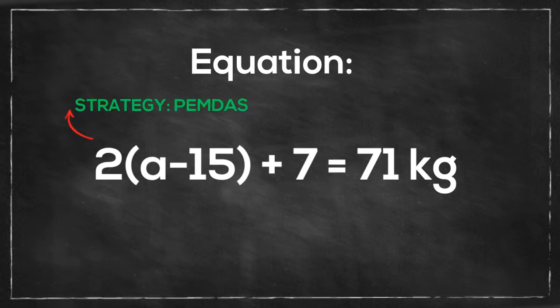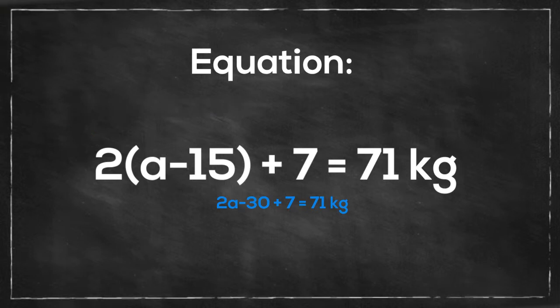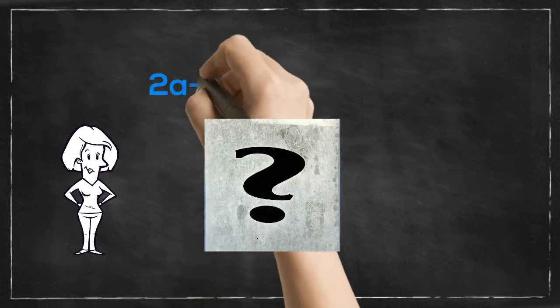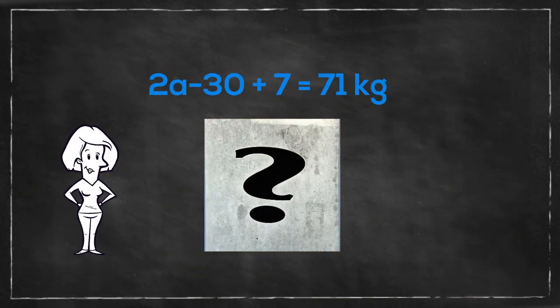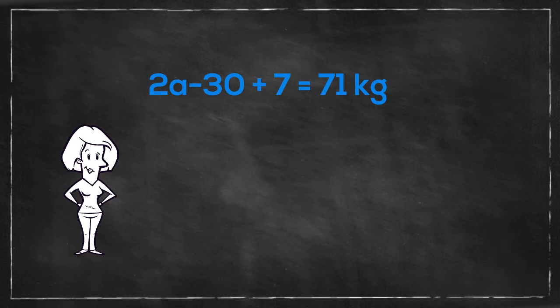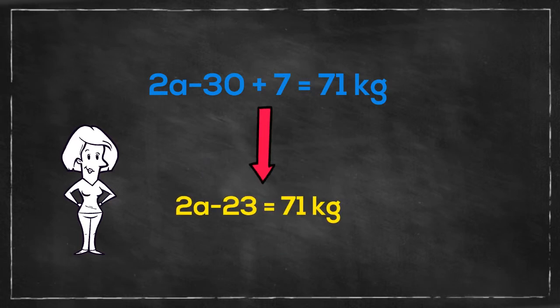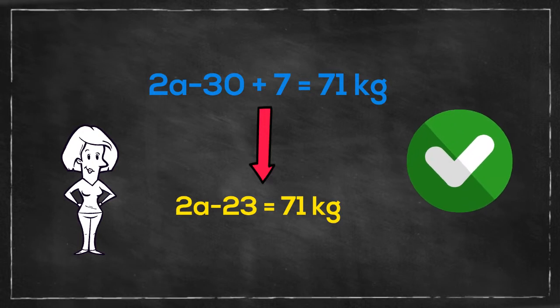One strategy is to use PEMDAS. Look at the parentheses first, which would be 2 times (A minus 15). Solving that would give you 2A minus 30 plus 7 is equal to 71 kilograms. As you continue to solve for A, make sure that you are simplifying your equation. How can 2A minus 30 plus 7 be simplified? If you wrote 2A minus 23 is equal to 71 kilograms, you are correct.